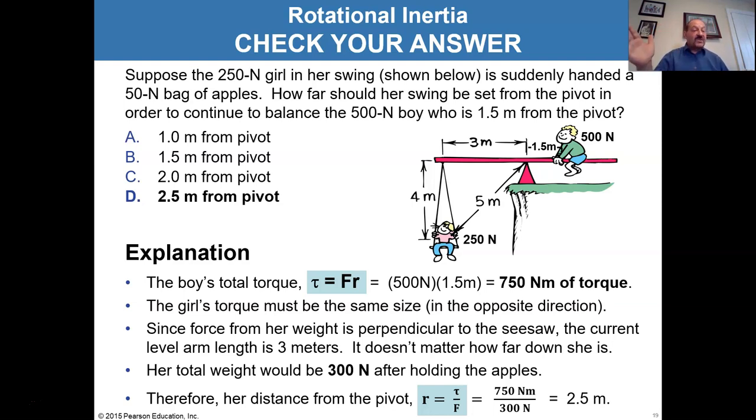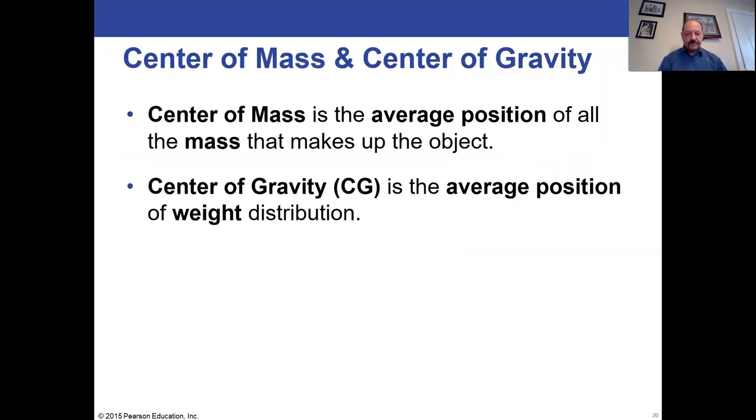She's overbalanced him if she has that bag of apples. If she moves in a little bit, she's perfectly good, because 2.5 meters times 300 newtons, that's 750 Newton meters, is the same as his 500 newtons times 1.5 meters. They always have to be the same product. Force times the length equals the force times the length. And they can be different forces and different lengths as long as they balance.